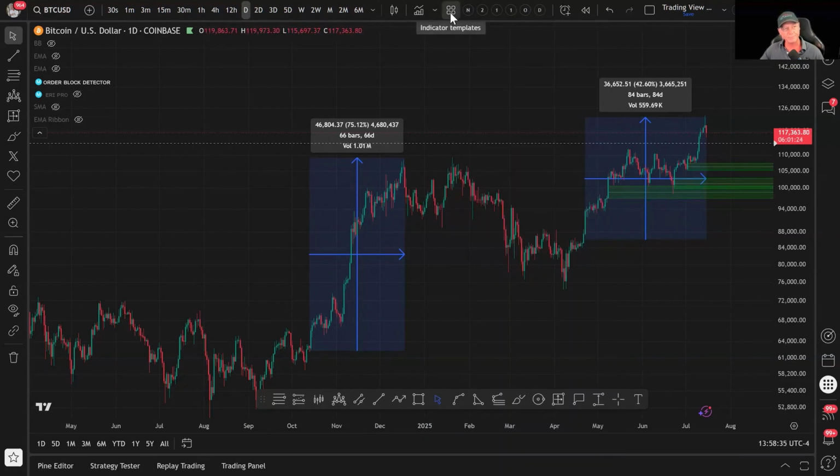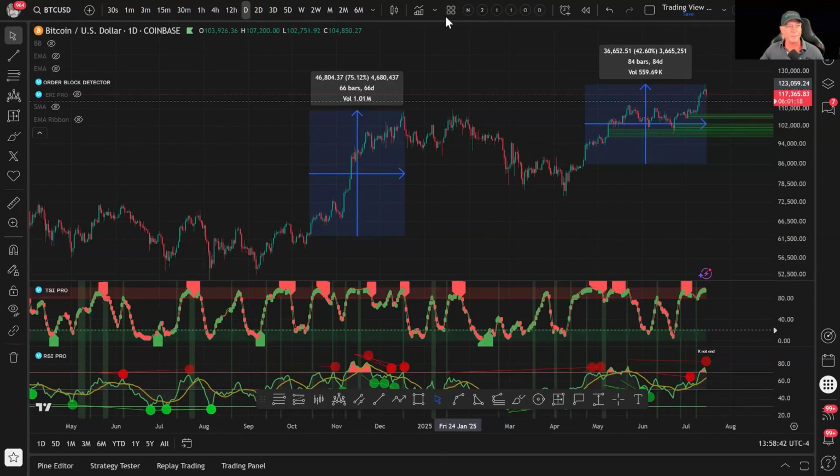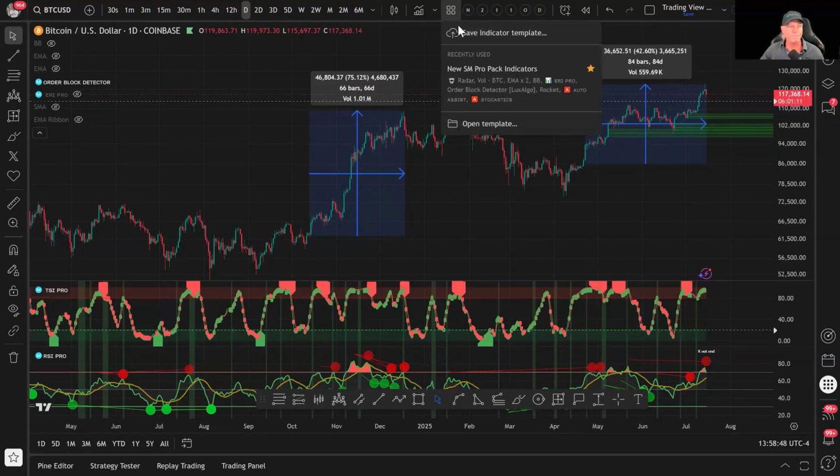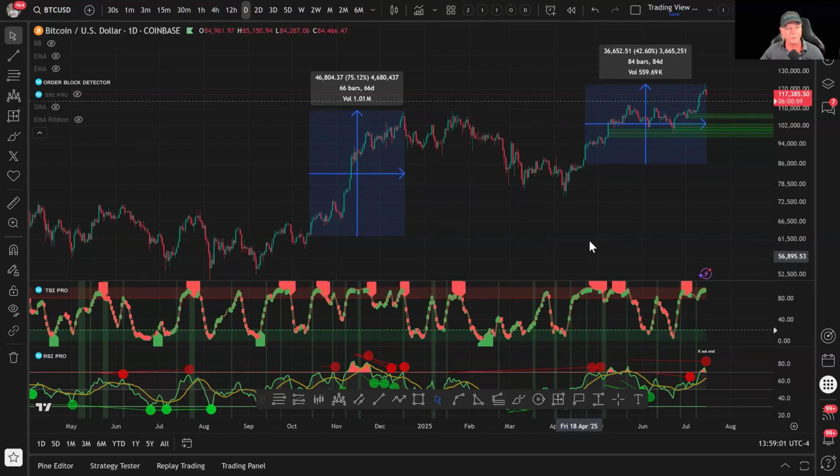So this is neat. So let's say that whenever you want to load a new chart, or you want to save a setup. Haven't even taught this to you guys in M3 yet. The indicator templates. If you click on that, it'll basically let you save the templates or load them. And these are old. SM Pro Pack, this is even an old one. Rocket, Auto, Assist, Stochastics. I'm going to delete that one because it's old. Let's create a new one.